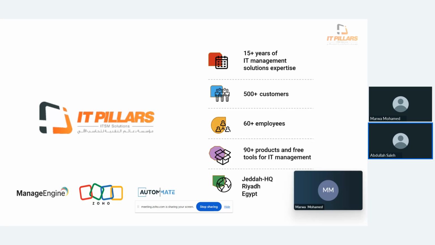Now, what's IT Pillars and when did we start in the market? IT Pillars started in the market more than 15 years ago. We have more than 15 years in IT management solutions. As well, we have more than 500 existing clients. We are 60 plus employees now, and we are offering 90 plus products, either paid or free, for IT management. We have 3 locations for now. The headquarters is in Jeddah, and we have offices in Riyadh as well as Egypt. And we are considered a gold partner for ManageEngine and Zoho Corporation, as well as for Automate.